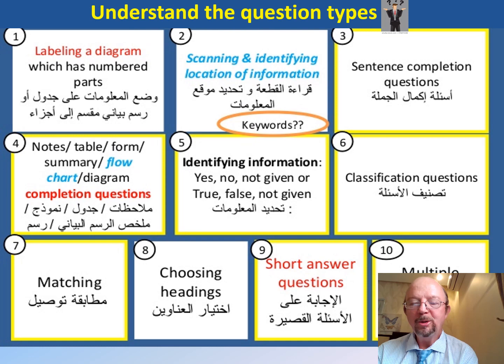The difference between the two is that for true, false, it is factual information, and you must say: is this available in the passage? Is it not available in the passage? If it's not, then it's not given. And if it is the opposite or something different, then it clashes with the passage, and the answer will be false.